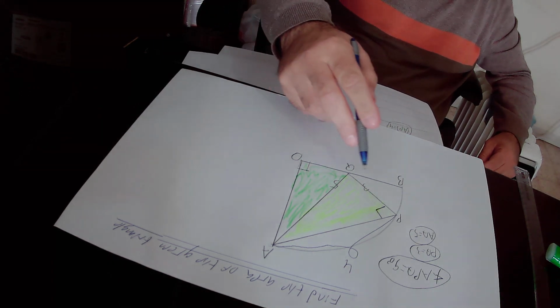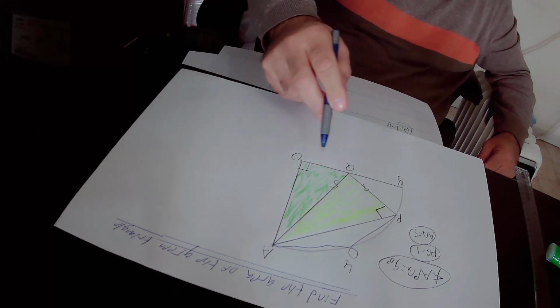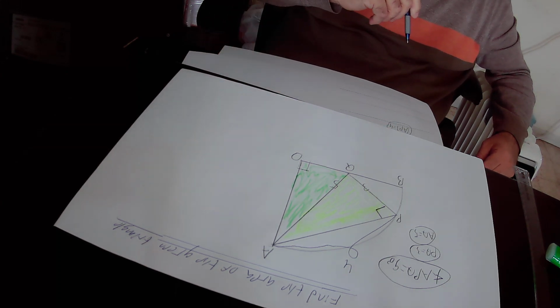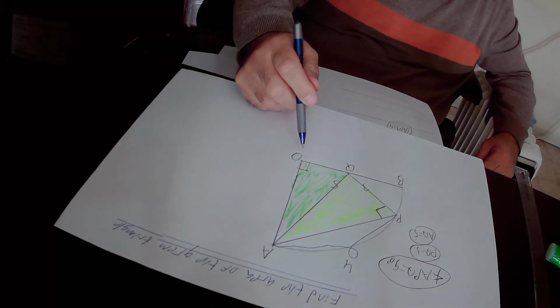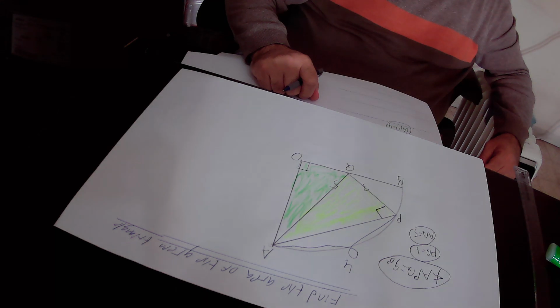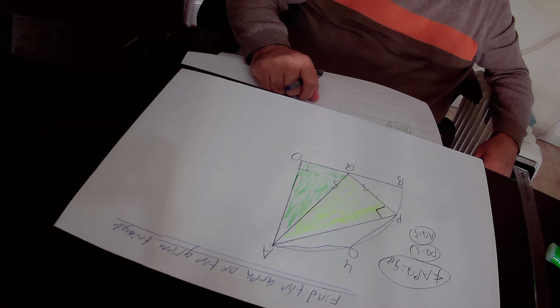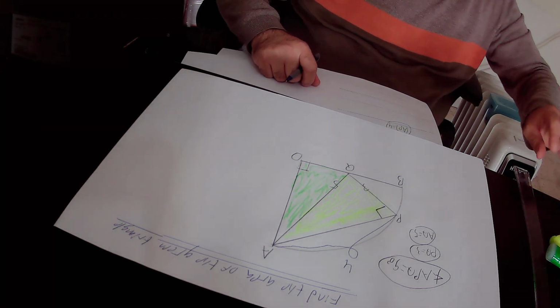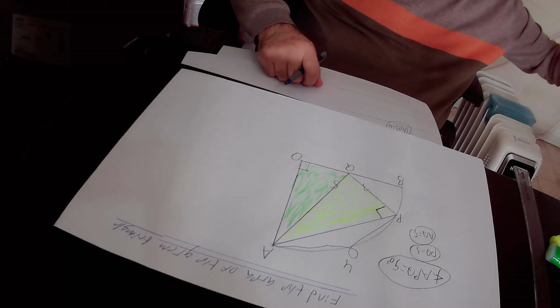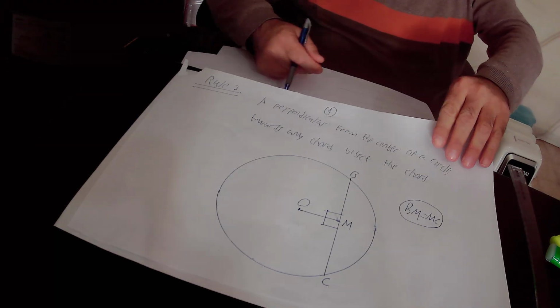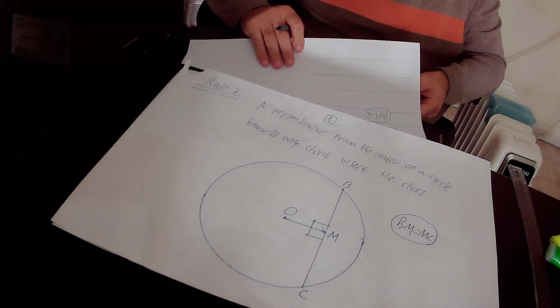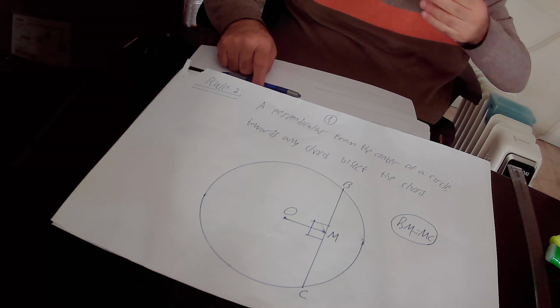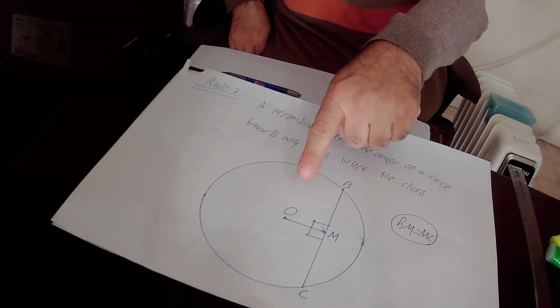Here we have a quarter circle. You can easily complete this quarter circle to a circle, and then the center of the circle will be at this point, point O. And we also have rule number 2 that says that if you draw a perpendicular from the center of the circle towards any chord, it will bisect the chord. I repeat rule number 2. According to rule number 2, a perpendicular from the center of a circle towards any chord bisects the chord. The center of this circle is here at point O.